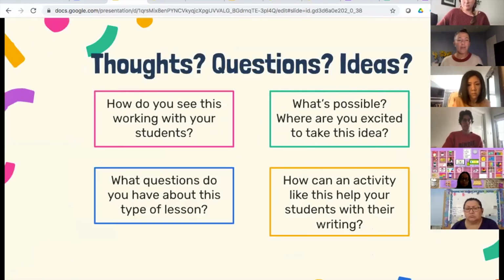Want to just check in. What did you think about this kind of re-engagement lesson? How do you see this working with kids? What questions might you have? What do you see that's possible, and where are you excited to take this? And then how can this activity or something like it help your students with their writing?